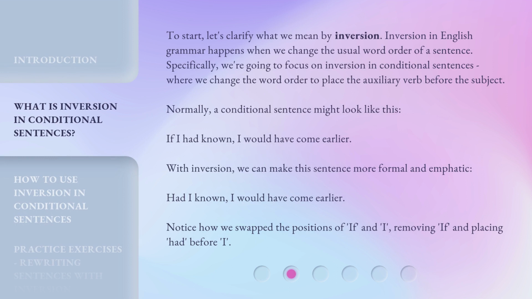To start, let's clarify what we mean by inversion. Inversion in English grammar happens when we change the usual word order of a sentence. Specifically, we're going to focus on inversion in conditional sentences, where we change the word order to place the auxiliary verb before the subject. Normally, a conditional sentence might look like this: if I had known, I would have come earlier. With inversion, we can make this sentence more formal and emphatic.